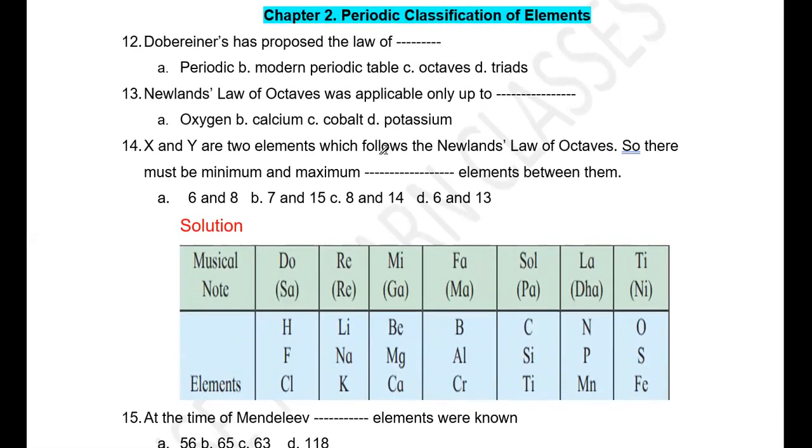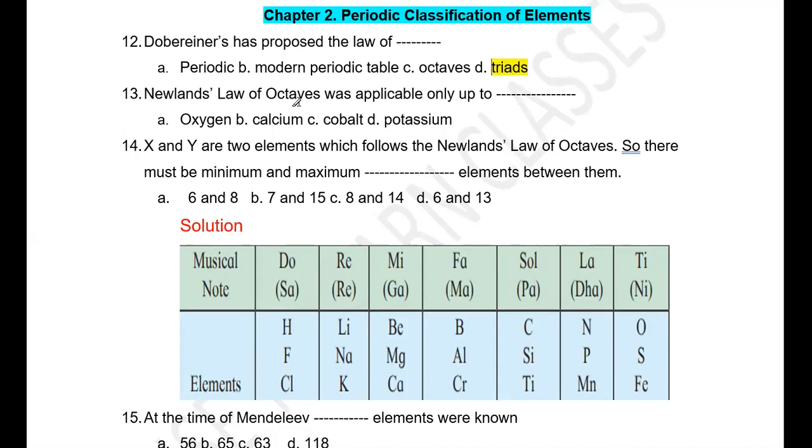Next questions are related to periodic classification of elements. Dobereiner has proposed the law of dash: periodic, modern periodic table, octaves, triad. We know Dobereiner arranged the elements in groups of 3 known as triads. So option D is the correct answer.